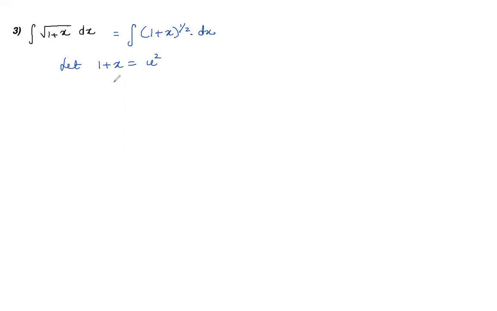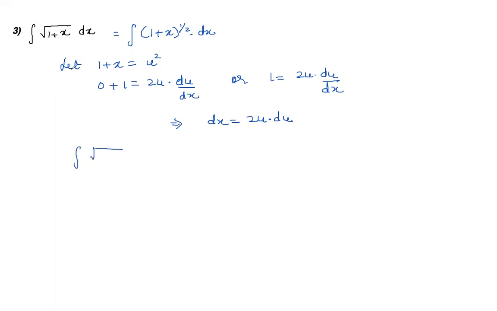Next I need to find the value of dx, so I'll differentiate both the sides. It would be 0 plus 1 is equal to 2u into du by dx, or I can say 1 is equal to 2u into du by dx. Finally, the value of dx is equal to 2u into du. I'll put the values again. So it would be under root 1 plus x, that is equal to u square, and dx is 2u into du.